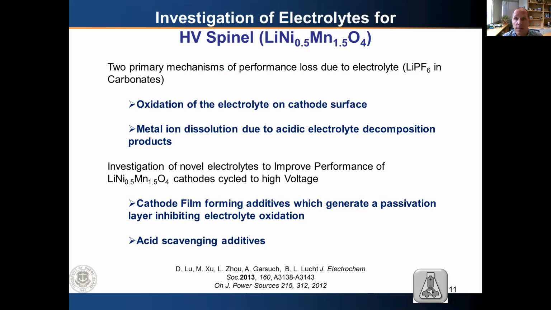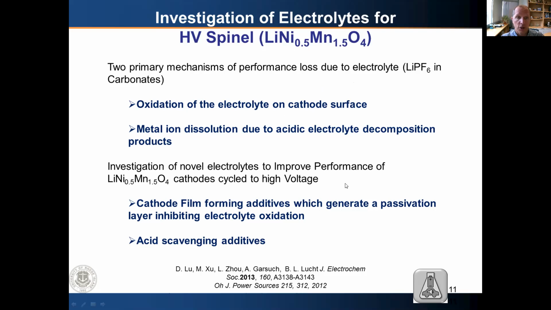So in terms of the high voltage spinel cathode materials, there are two primary mechanisms that had been reported for performance fade, capacity loss, and impedance growth due to the presence of electrolyte. The first one was the oxidation of the electrolyte on the cathode surface. And the second one is transition metal ion dissolution due to these acidic electrolyte decomposition products.